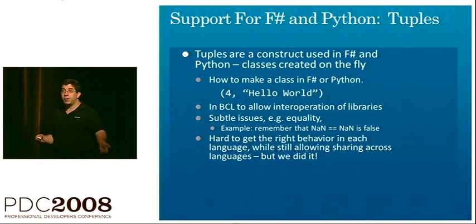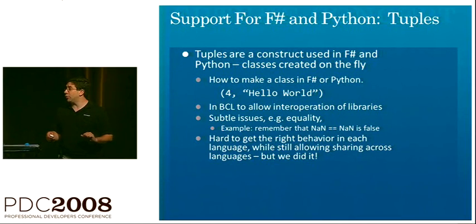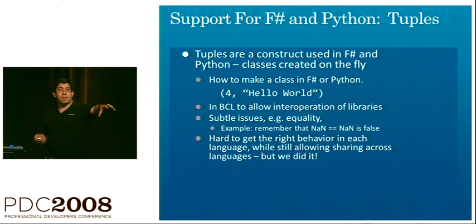So we want to make sure we put this in the BCL, in the base class libraries, to allow interoperation of libraries. And this is actually a lot harder than it sounds. It wasn't hard to implement tuples, as you can imagine. The hard part was working with all the different teams, the F# team, the IronPython team, the C# team, making sure we came up with an implementation that all of them could be happy with and all of them could use. And that was really important because it meant that the code could interoperate, that you could call the libraries in one language and use them in another.